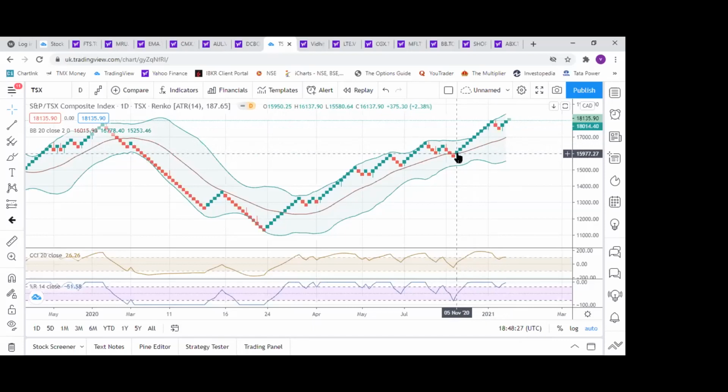High of 16,137, 16,138 on 5th November. Exited on 27th Jan. So 3 months, at 17,795 or 18,000, with a low of 17,640. 17,640 minus 16,138. About 7% return. Yeah, 7% return for doing nothing.